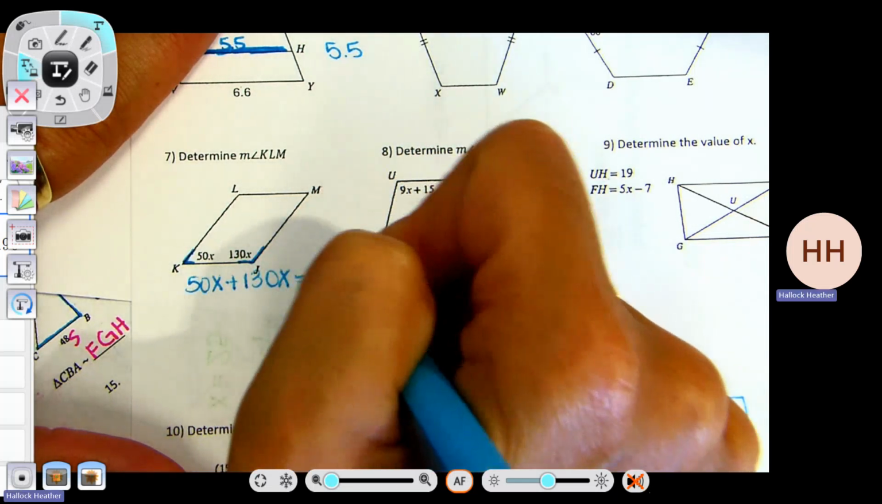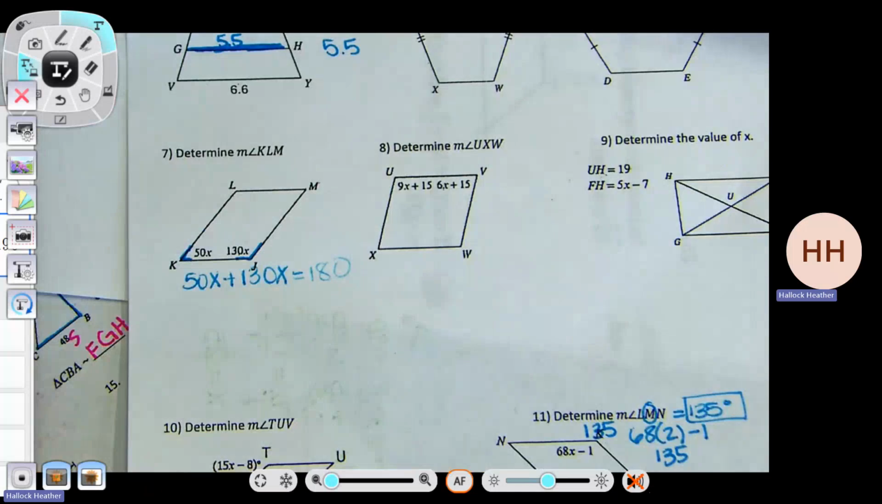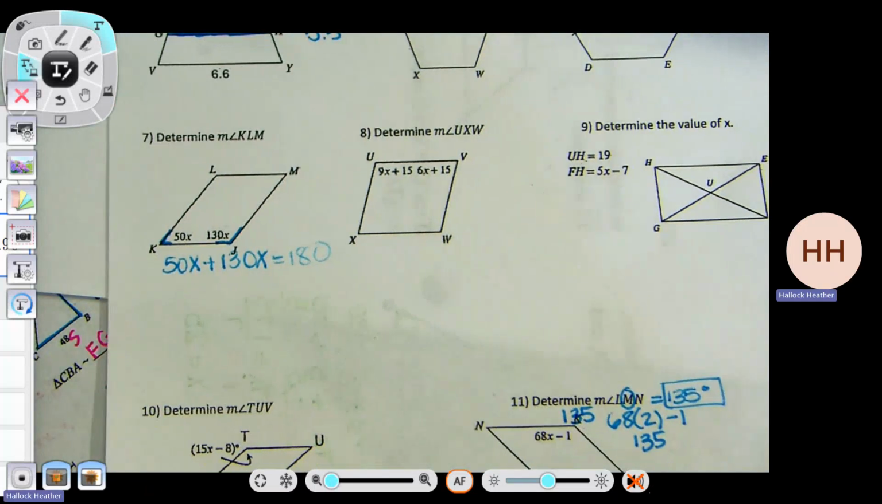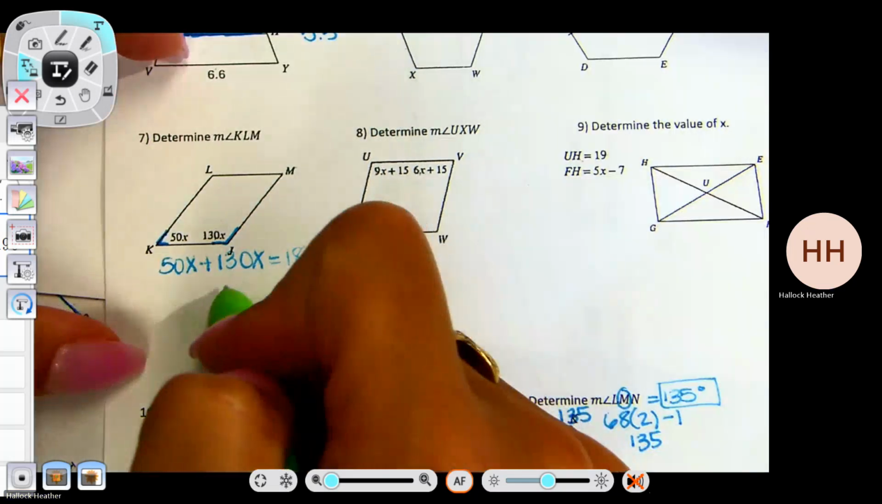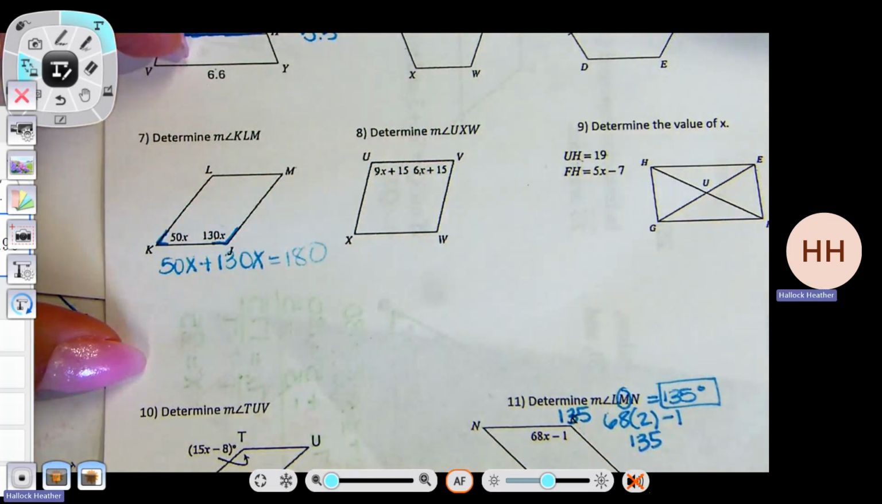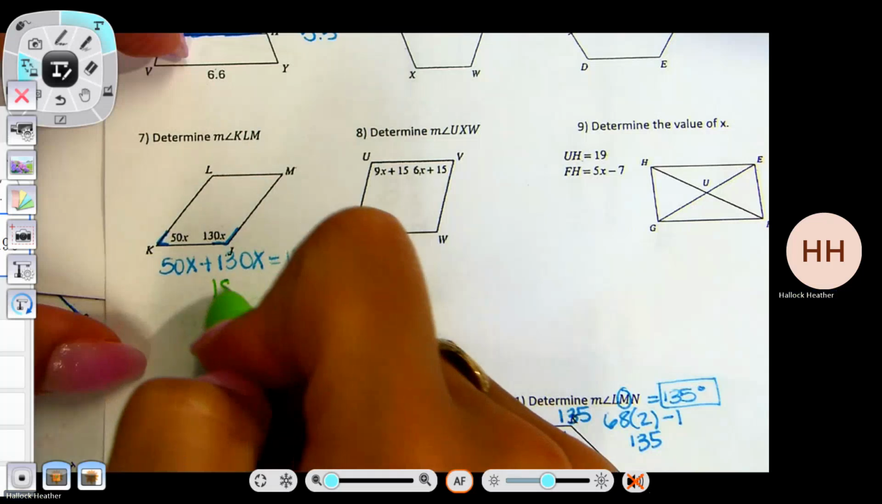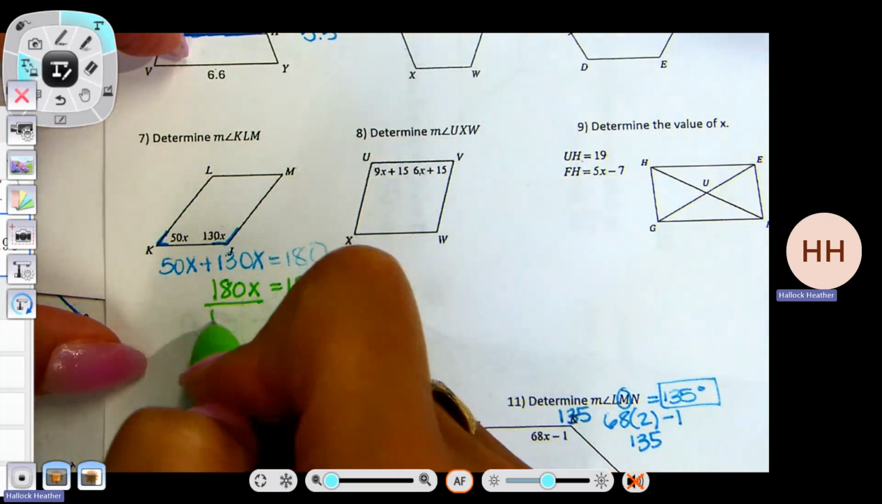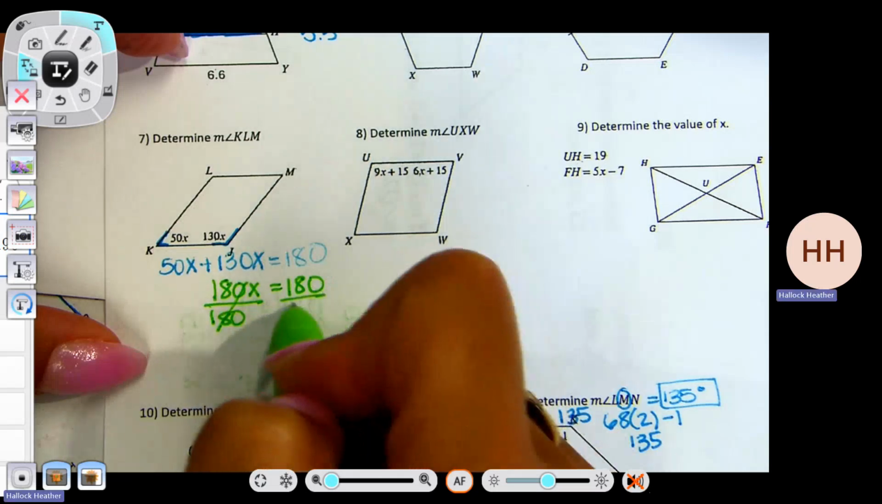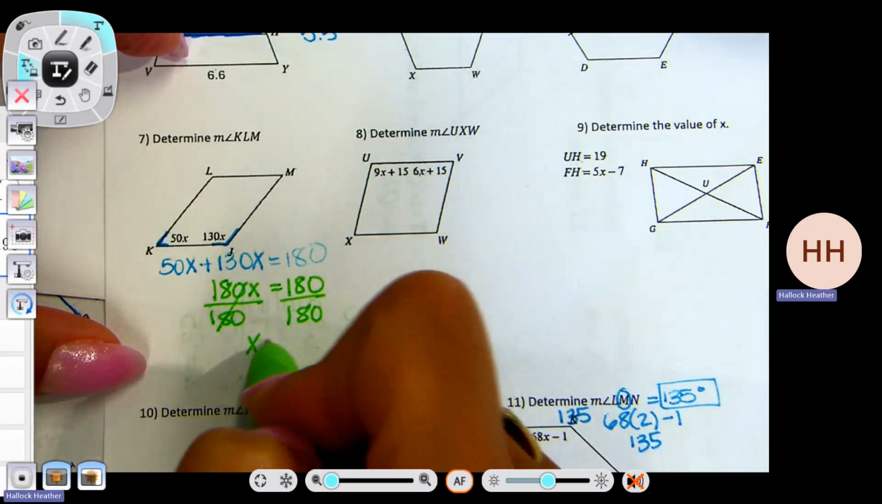Wouldn't you get x with like 2.25? No. They equal 180. 50x plus 130x, and then you divide. So x is 1.